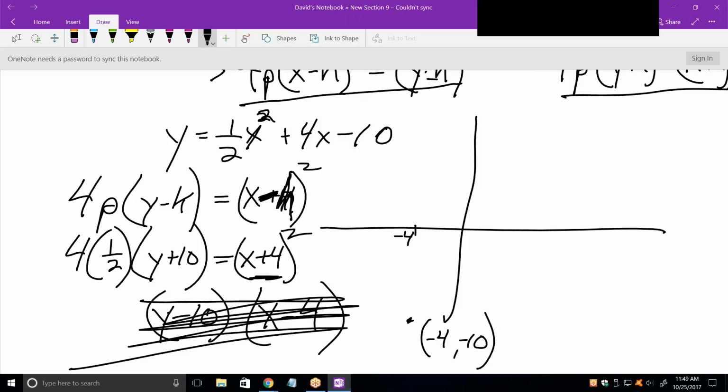Now, looking at the original function, does that open up or down? Up, right? So I know I'm going to have a parabola that opens up from that vertex, but I got to find two other points because I need 3 points to plot a parabola. So I feel like the next point would be 10. Hold on a second. Did I make a mistake here?